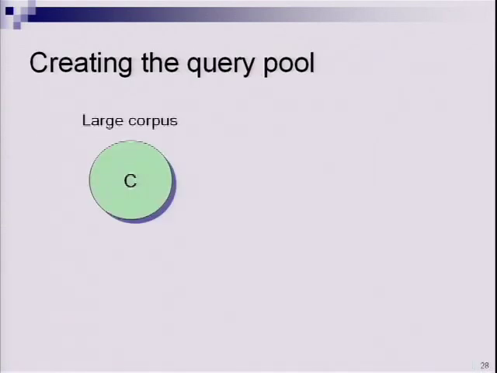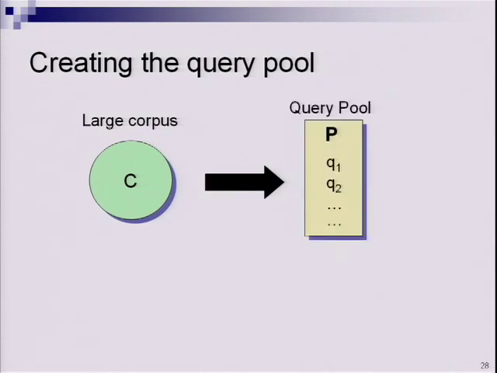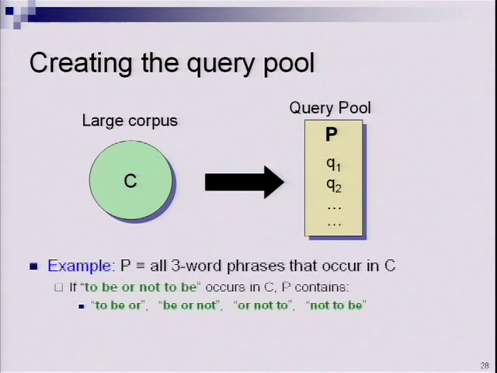Okay, how do we create the query pool? I already told you that we use phrase queries. Where do we take the phrases from? Like Bharat and Broder, we just crawl a large corpus. We didn't use the Yahoo directory, but rather the Open Directory project. And from that, we created a pool of phrases of length 5. What do I mean by that? For example, here, this is what you do if you wanted to create a pool of phrases of length 3. If a phrase like to be or not to be occurs in some document in the corpus, you'll put the following phrases in the pool: to be or, be or not, all the overlapping phrases. So it's quite simple.